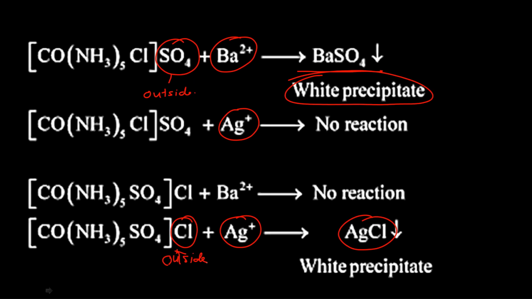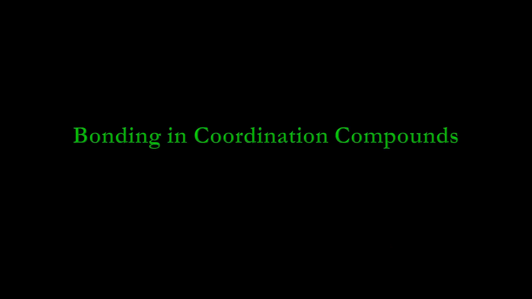The counter ions are different. What is ionization isomerism? The counter ions are different. Any confusion here? Anyone not clear about it? How to prove that? In ionization isomerism, the counter ions are different, and that's what we have proved. Counter ions are different. Then bonding in coordination compounds. Valence bond theory about it.